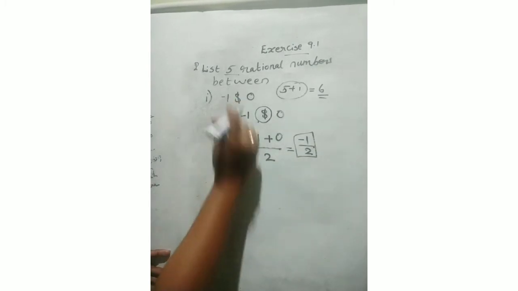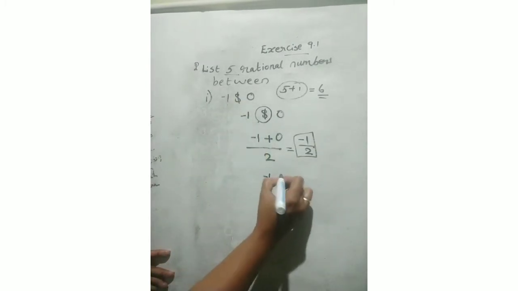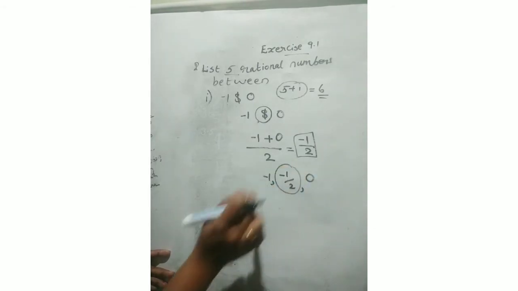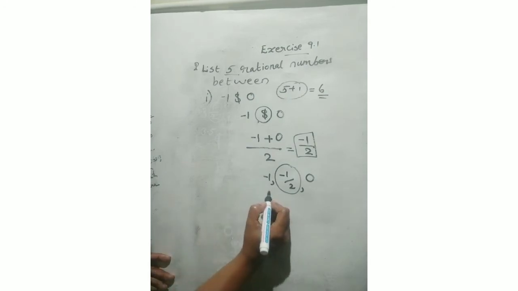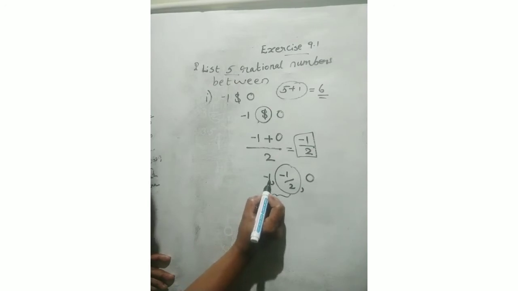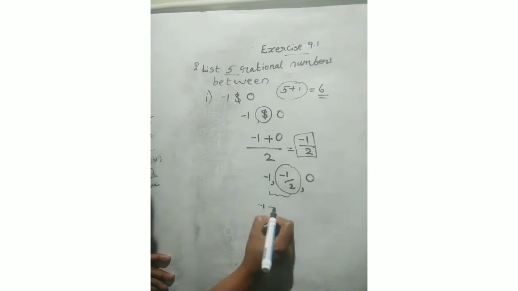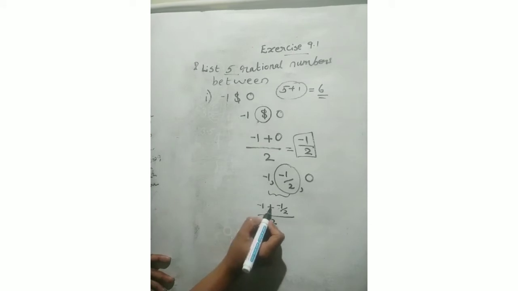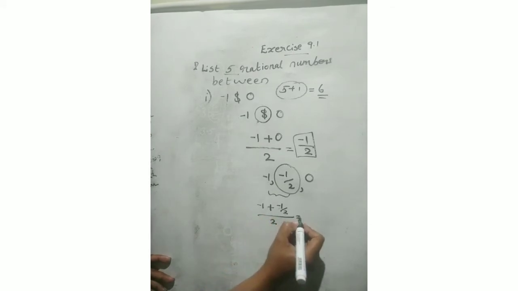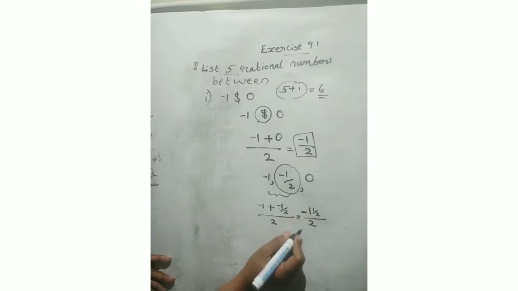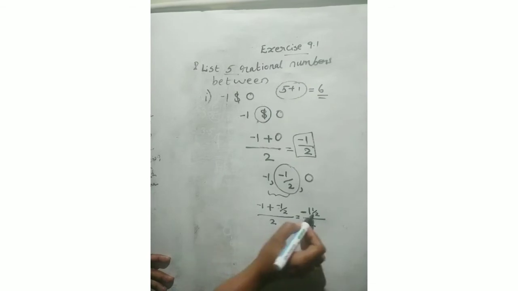Now we got the pattern -1, -1 on 2 and 0. Okay, this is the first rational number. Then we can find another rational number. How can we find out? We can add these two numbers, that is -1 and -1 on 2, and divide by 2. Then how can we do? -1 plus -1 on 2 is equal to -1.5, divided by 2.